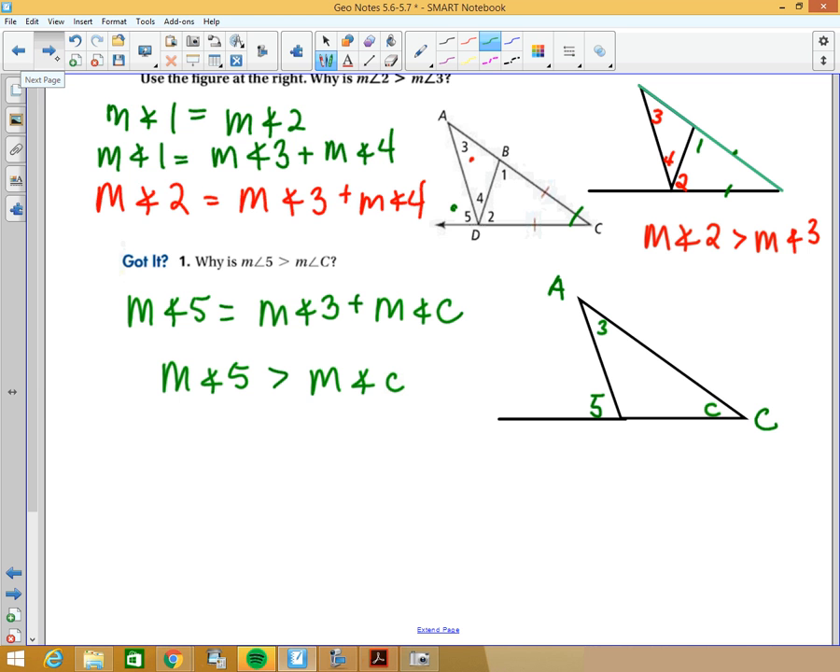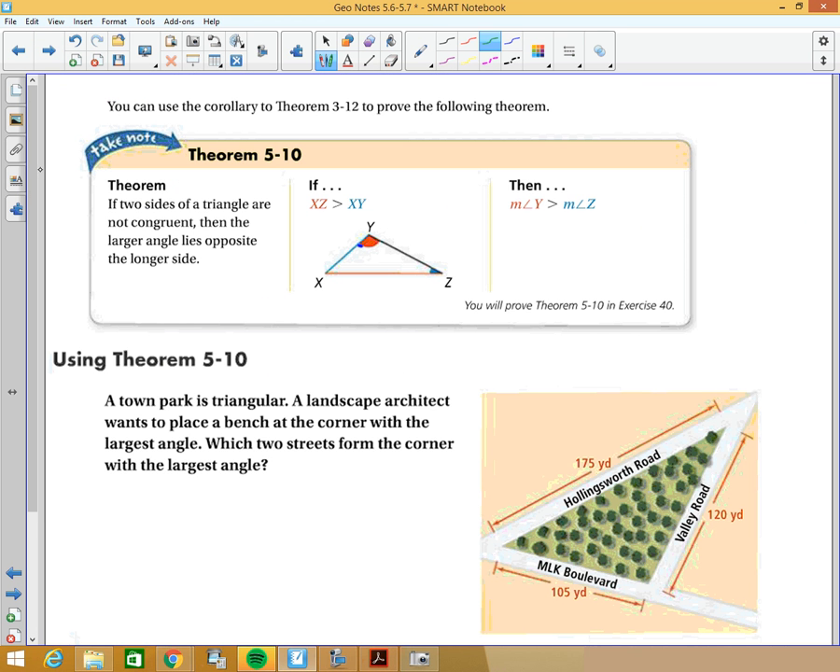Okay. Let's move on to the next section. This theorem states that if two sides of a triangle are not congruent, then the larger angle lies opposite of the larger side. Okay? This is what this means. The shorthand: the biggest angle is across from the longest side. Guess what? The smallest angle is across from the shortest side. Okay? That's exactly how that works.